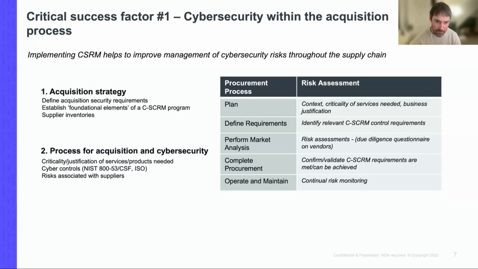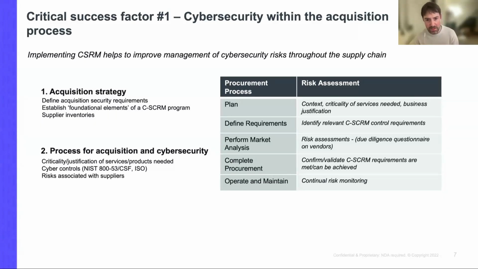The standard splits out into two critical areas, one from a strategic perspective, so defining those acquisition security requirements, starting to think about what foundational elements of a risk management program we need to be thinking about. So what do we mean by this? If we're starting to identify what type of security controls we need to think about, what type of services we are engaging in, what type of services we are going to be procuring, what type of products and services are going to be critical to the end goal of the organization.